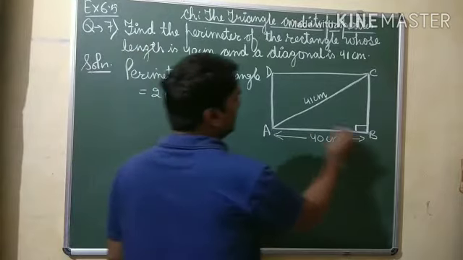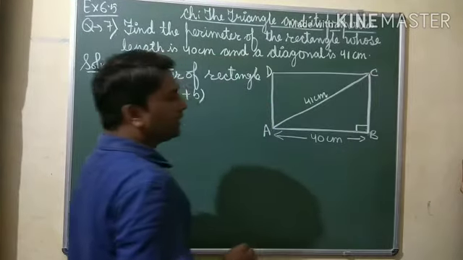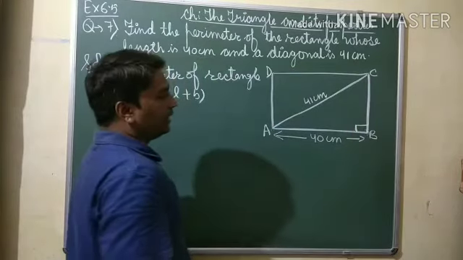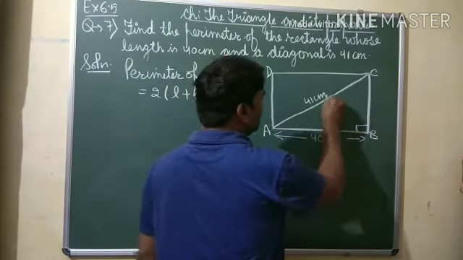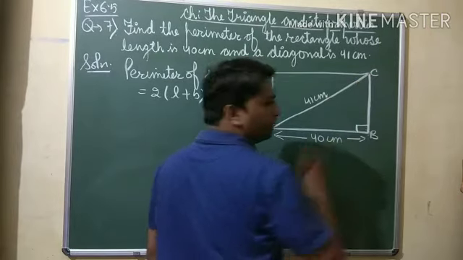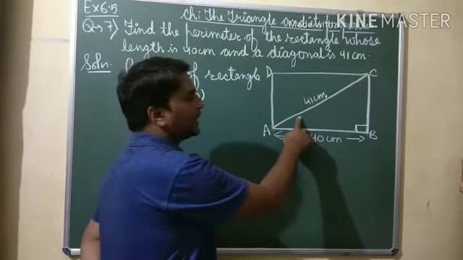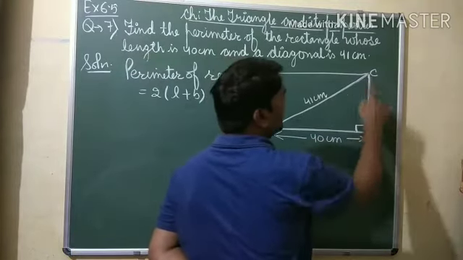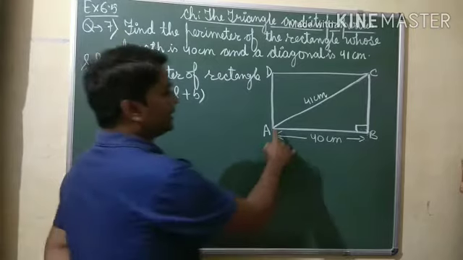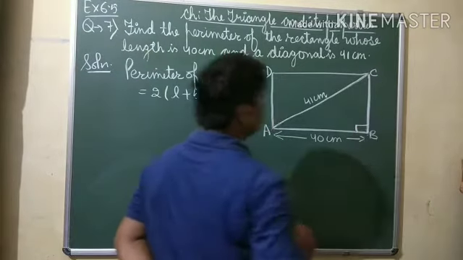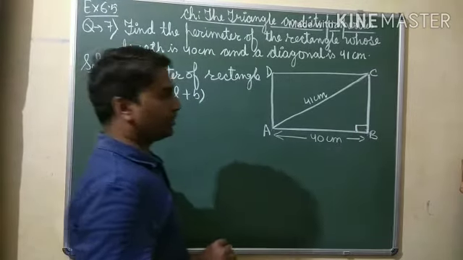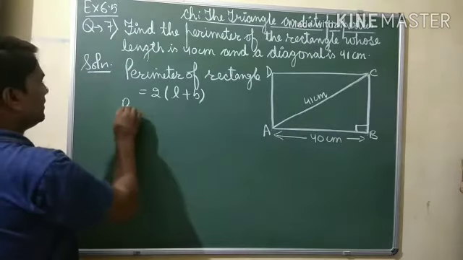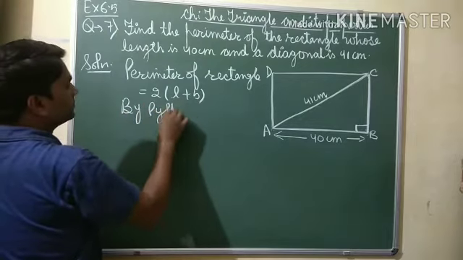Also we know that each angle of the rectangle is 90 degrees. Therefore ABC forms a triangle which is right angle at B, and AC be the side which is opposite to right angle B. Therefore AC represents hypotenuse of the right angle triangle ABC, and AB and BC are the legs of the right angle triangle ABC. Therefore by using Pythagoras property we can calculate the length BC.